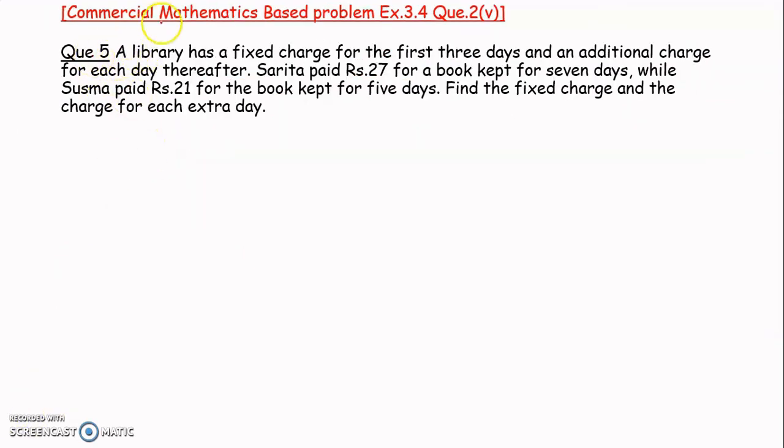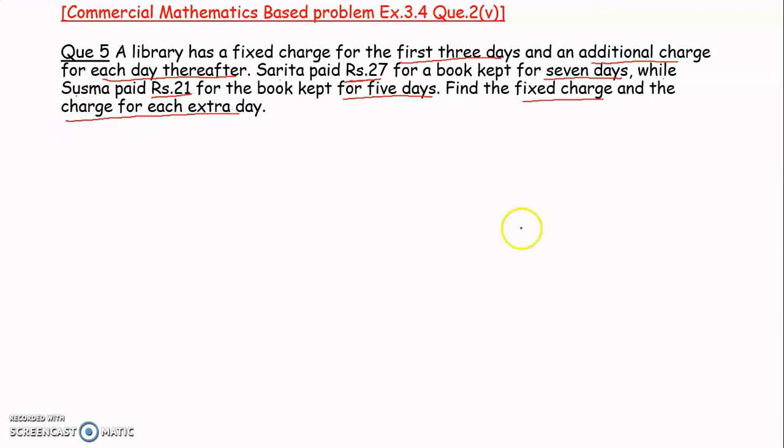See the question number 5. This is also a commercial mathematics based problem. A library has a fixed charge for the first 3 days and additional charge for each day thereafter. Now, Sarita paid rupees 27 for a book kept for 7 days, while Sushma paid rupees 21 for the book kept for 5 days. So find the fixed charge and the charge for each extra day.